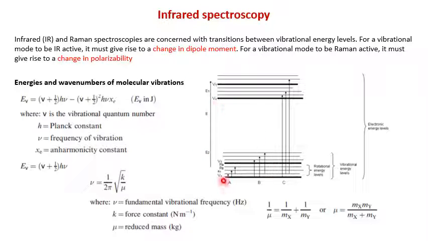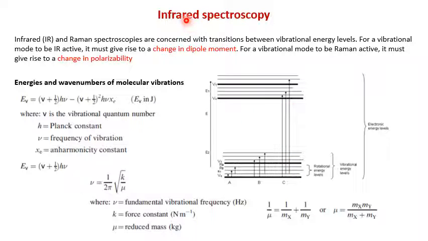So for a particular electronic energy level, there are rotational energy levels, and you can see there are vibrational energy levels. Now these A, B, C are called transitions. Transition A is purely a rotational transition. Transition B is a rotational plus vibrational transition. Transition C changes the electronic energy level, so it is basically an electronic transition with a change in the vibrational energy level also.